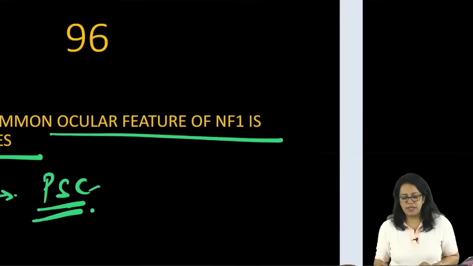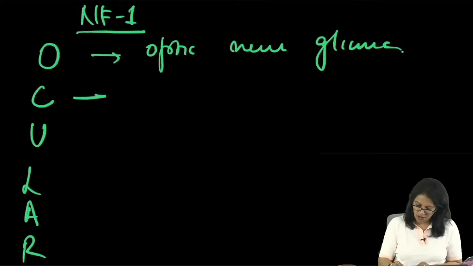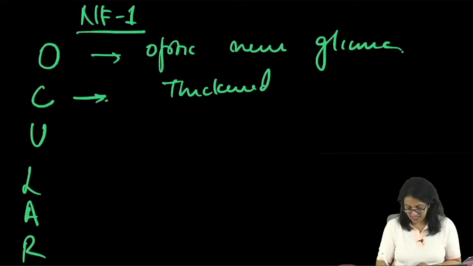Did we also not learn that optic nerve glioma is more common in patients of NF1? So you can learn the ocular features of NF1 by a very interesting mnemonic, OCULAR. O is your optic nerve glioma. C for cornea. What do you get in the cornea in NF1? Thickened corneal nerves. What is the other cause of thickened corneal nerves? Leprosy, don't forget that. Then U is your uveal tissue where you get Lisch nodules.